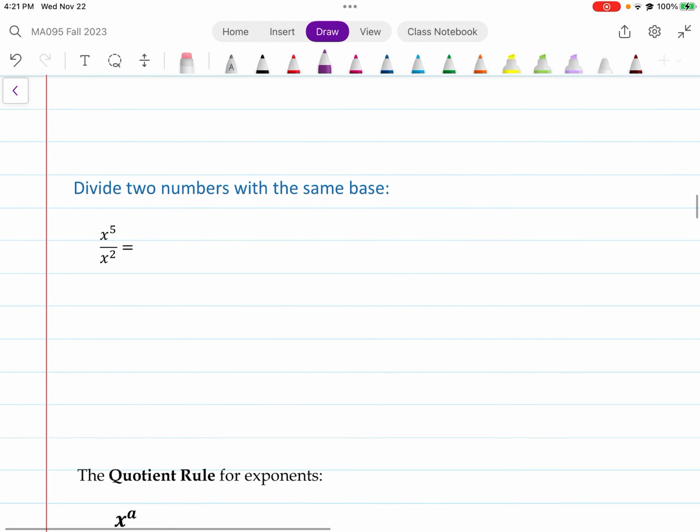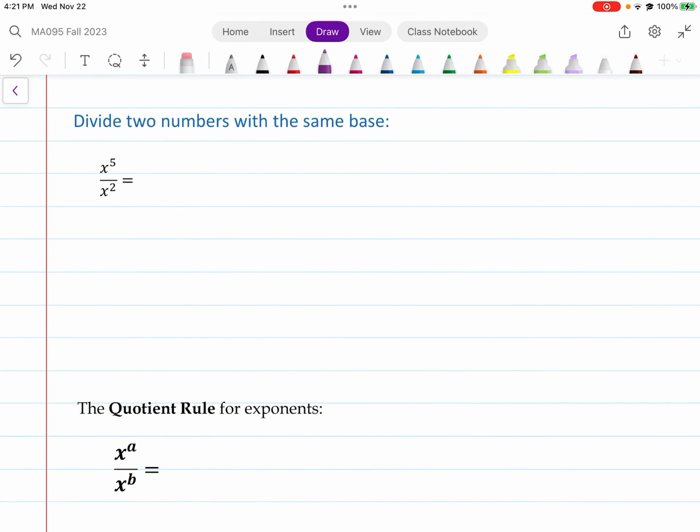All right, so now we're going to look at dividing two numbers with the same base. So again, I'm going to show you this. We've got x times x times x times x times x on top. That's x to the 5. And on the bottom, we've got x squared, which is x times x. All right, so what happens to two of the x's, top and bottom? Well, they cancel out. They divide out and make a 1. So what are we left with? We're left with x cubed.